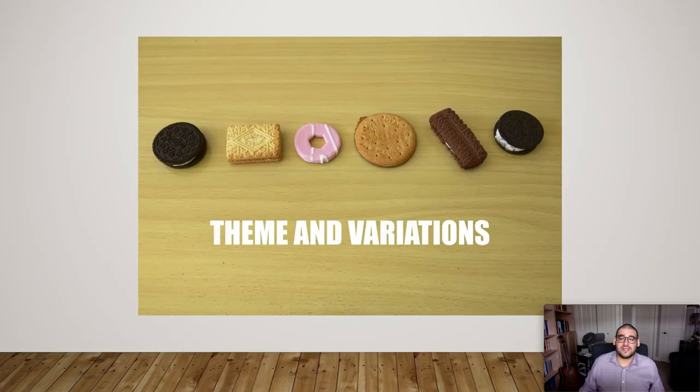And we're here at cookies. Yes, cookies. Now, if we take a look, the theme is cookie. Every one of these things is a cookie. But it's slightly different each time. We have our double stuffed Oreo, different. We have some kind of shortbread, it's different. Digestive cookie, different. Our other chocolate covered shortbread, delicious. But the theme is that they're cookies, but they're slightly different each time.